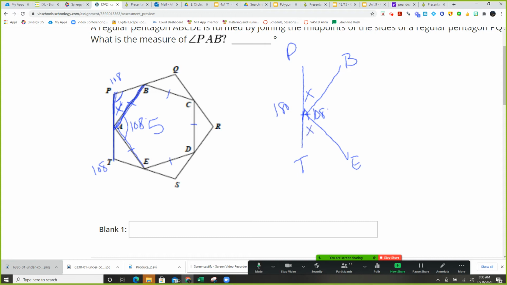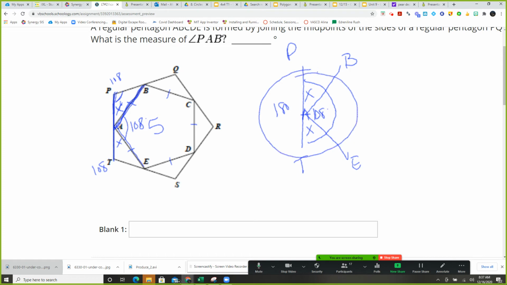I know that these are the same because everything's symmetrical here. What do those 3 angles add up to be? If PT is a straight line because it's the side of a pentagon, what should those 3 angles add up to be? Anybody? Maybe 360. If I add up all of the angles, it would be 360. Absolutely. We can start there.